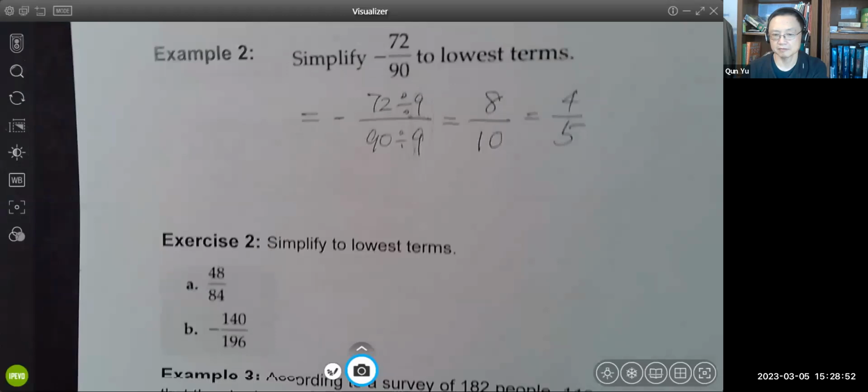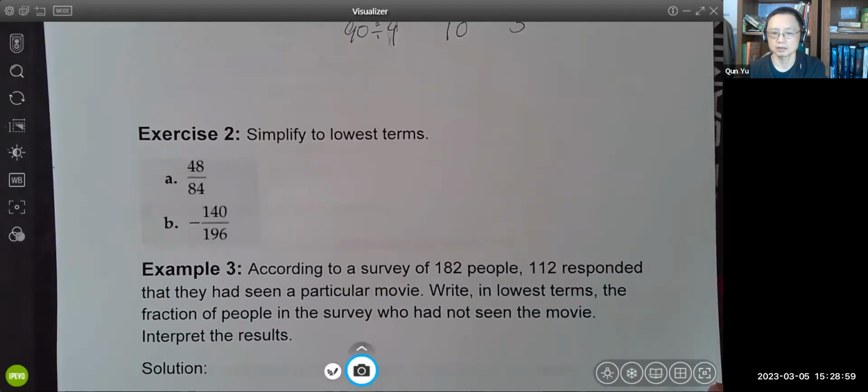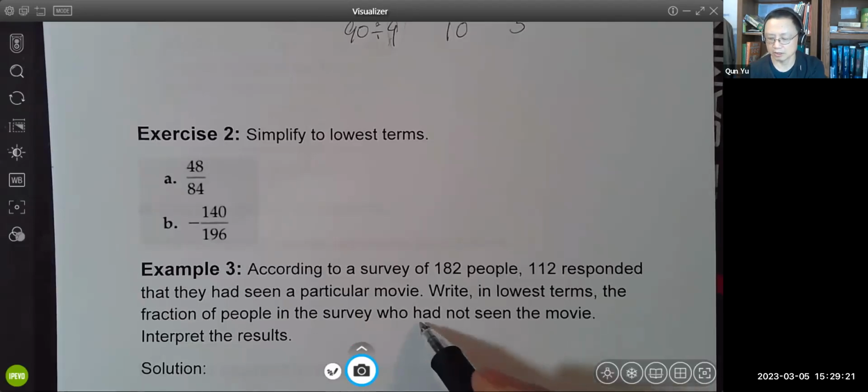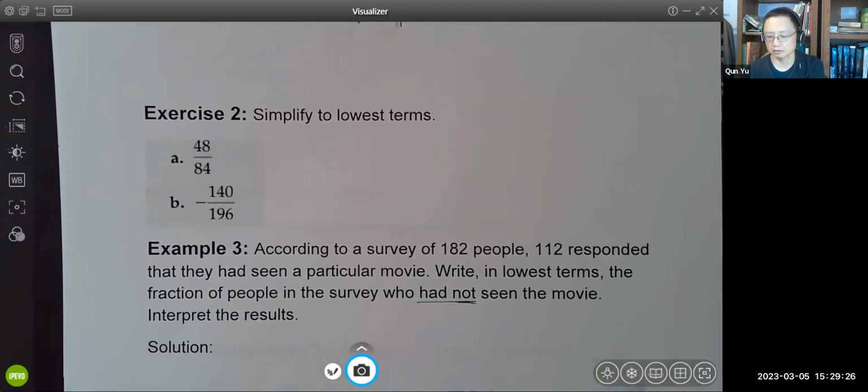And the second set of exercise questions here. Move on to our third example. According to a survey of 182 people, 112 of those surveyed responded that they had seen a particular movie. Write in lowest terms the fraction of people in the survey who had not seen the movie. Interpret the results.